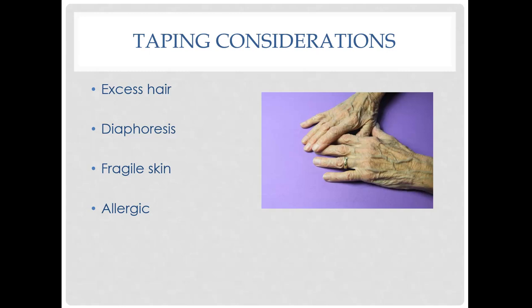Then fragile skin, so like our older adults, usually it's good to use paper tape. It's a little bit easier on the skin because some people that have really, really fragile, thin skin, even just pulling tape off can cause a skin tear. And then, of course, we always want to assess if someone is allergic to any kind of adhesives or anything that we are putting on them.